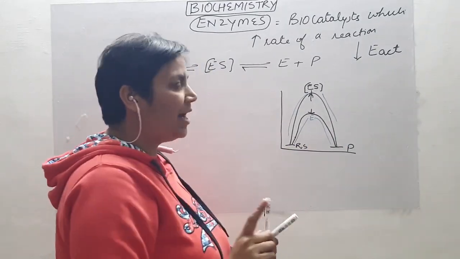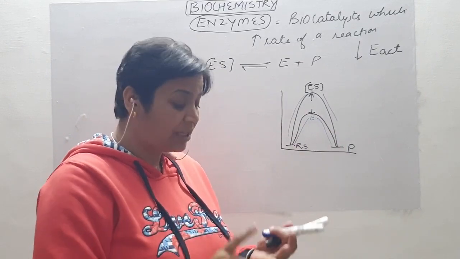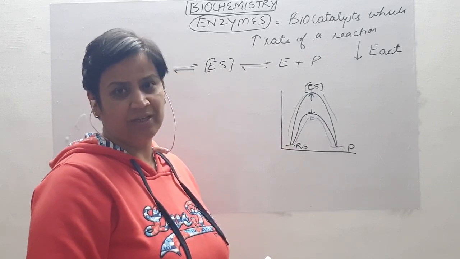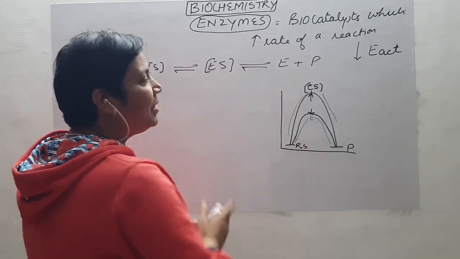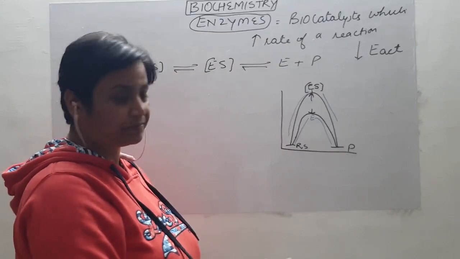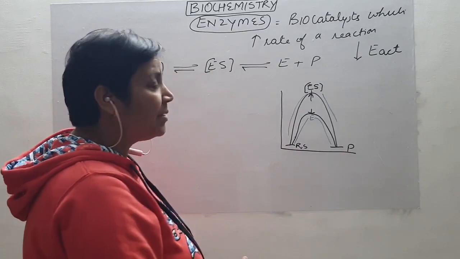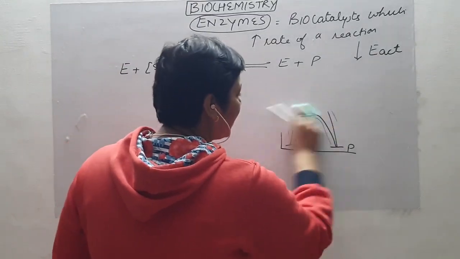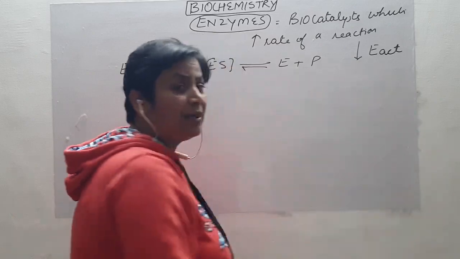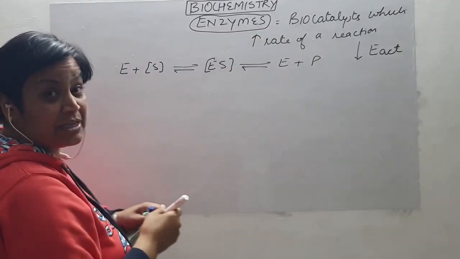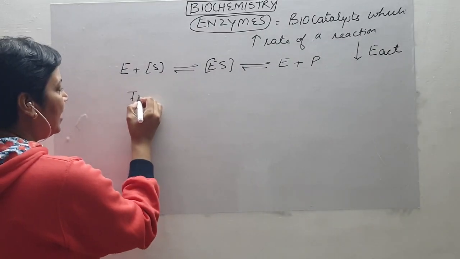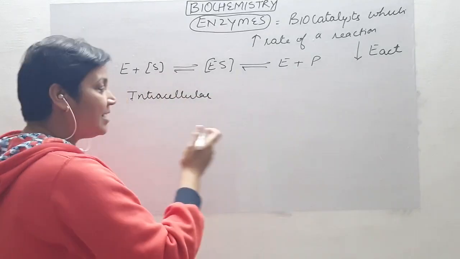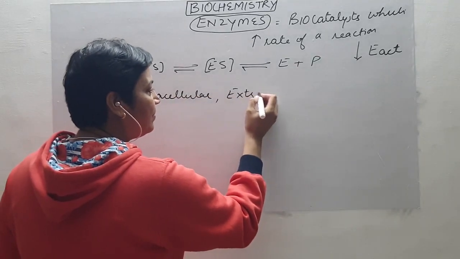So enzymes are the biocatalysts. Again, I am telling you, they increase the rate of a biochemical reaction by lowering the activation energy. And this is a simple biochemical reaction. Now, I just told you that biochemistry is nothing without enzymes. So enzymes can be of many types. Their occurrence can be different. If an enzyme is present inside the cell, it is an intracellular enzyme. If an enzyme is present outside the cell, it is an extracellular enzyme.